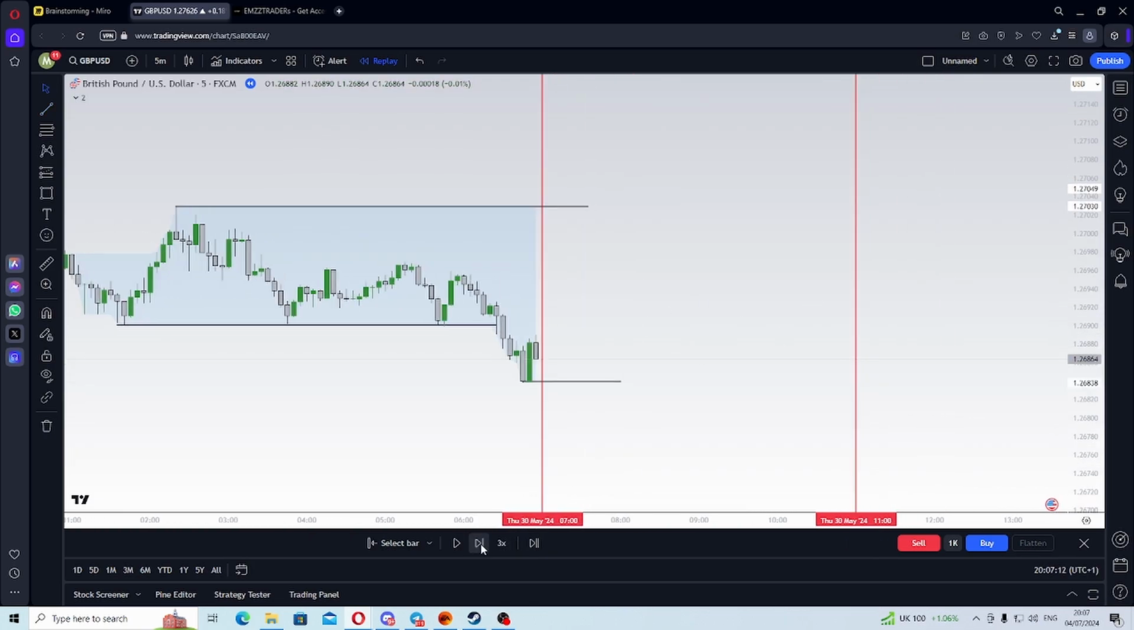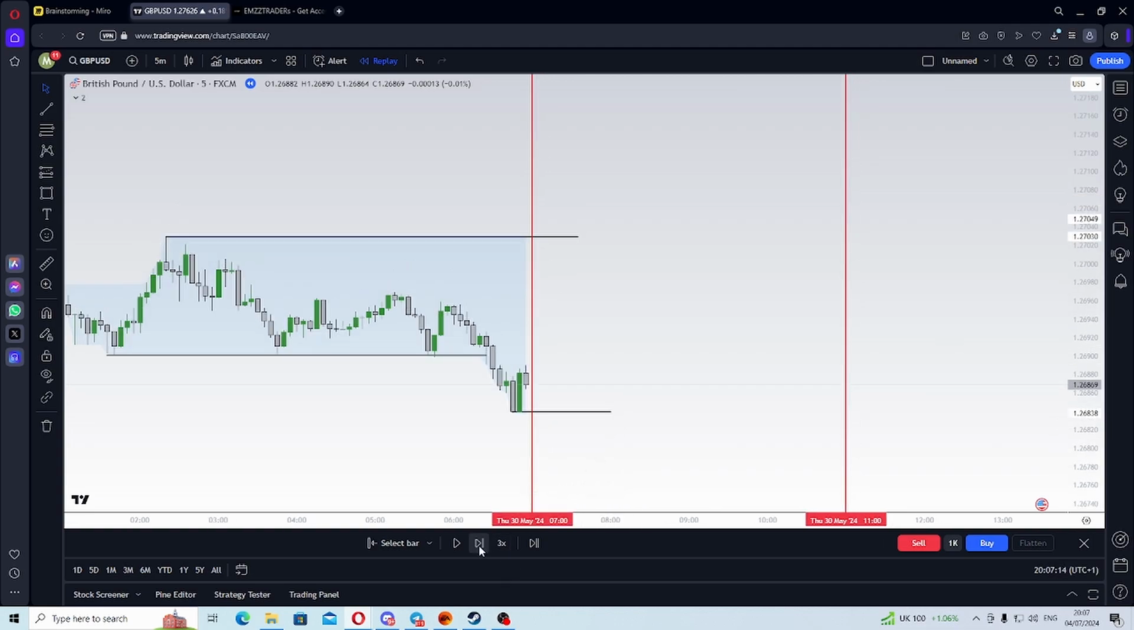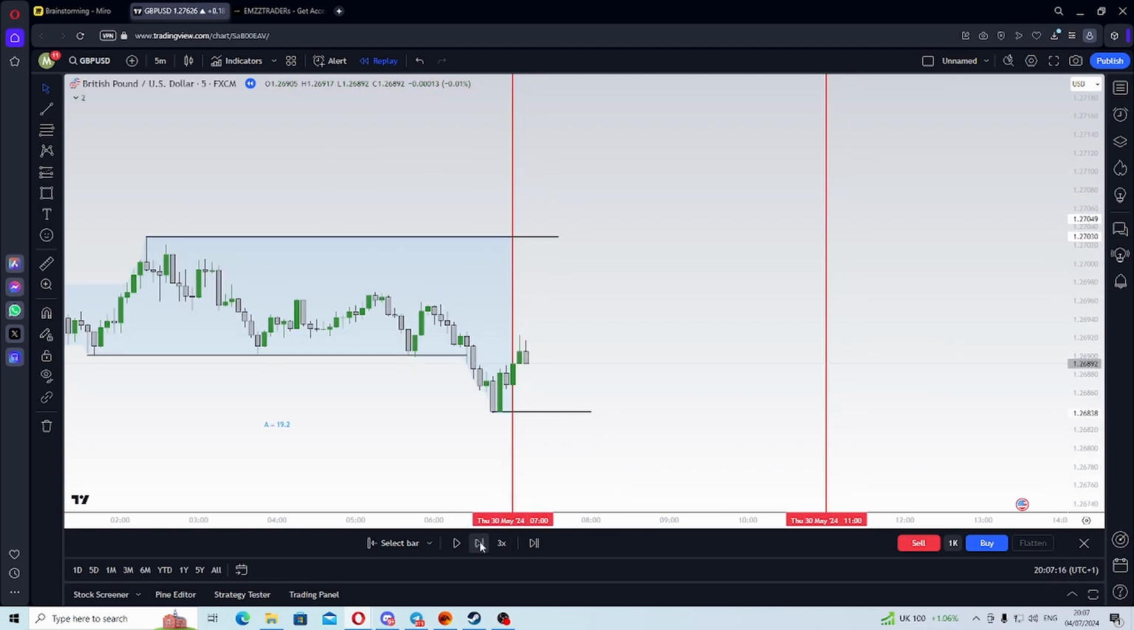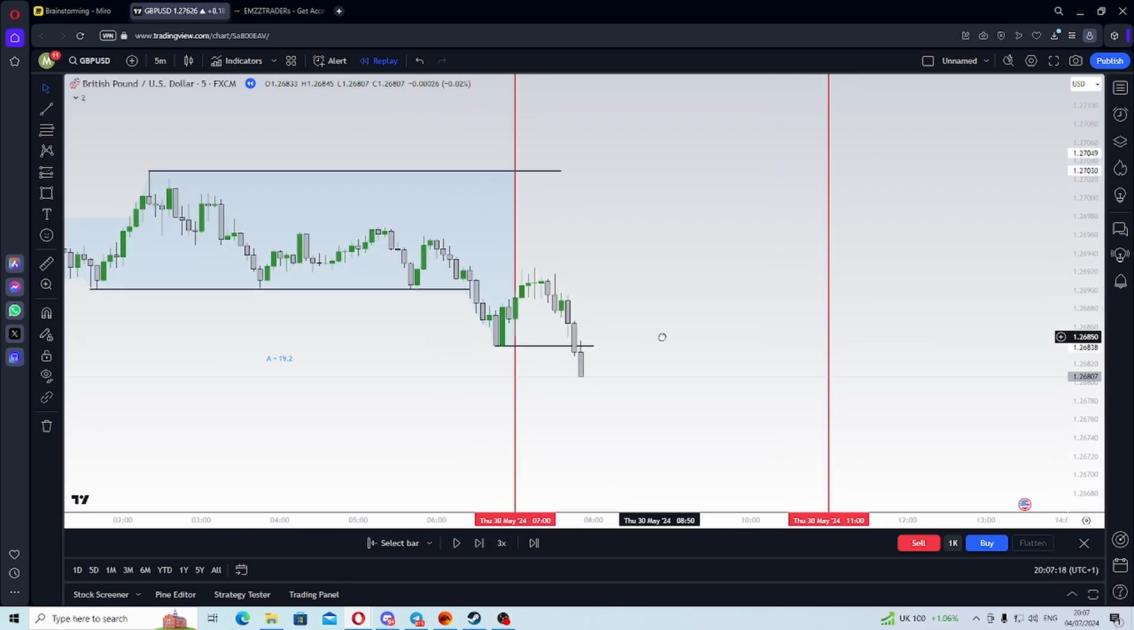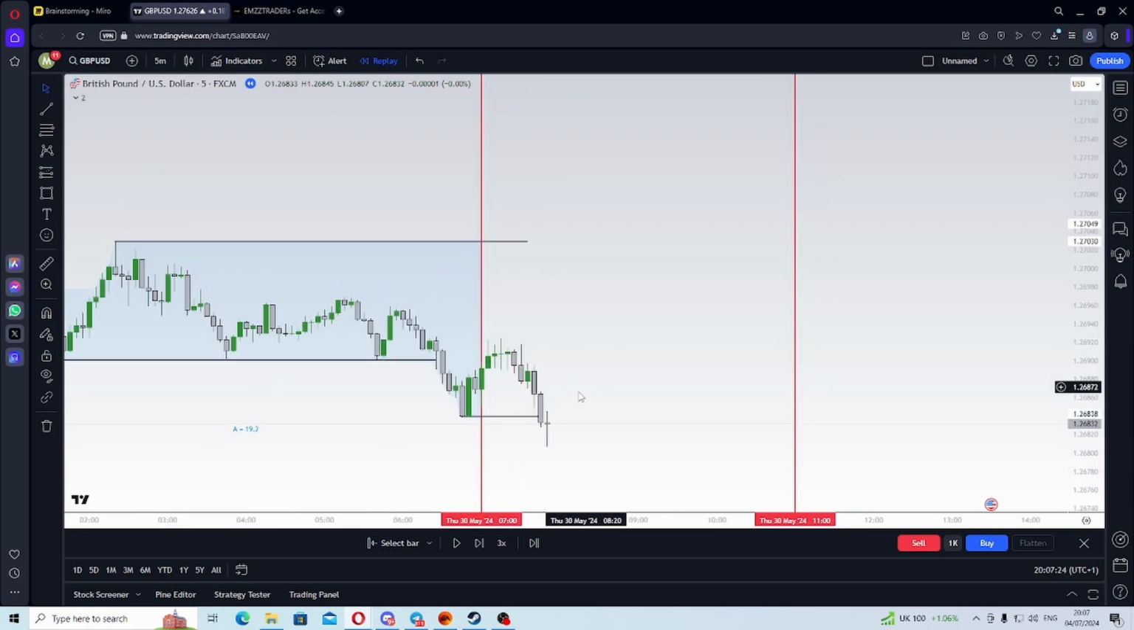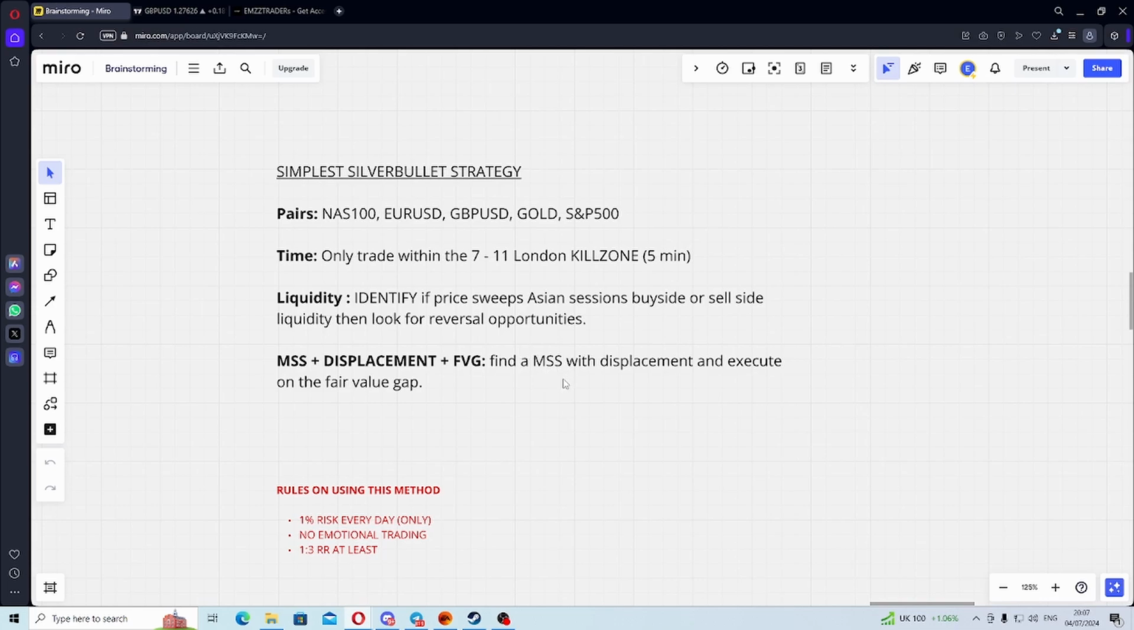Now, we're going to see if price actually sweeps this area or sweeps the area above, okay? So if I play price forward, there you go. It just swept the area below as I predicted, okay? So this is going to be our sweep, okay? Now we're going to be looking for a market structure shift with the displacement. And then we execute on the fair value gap, okay?